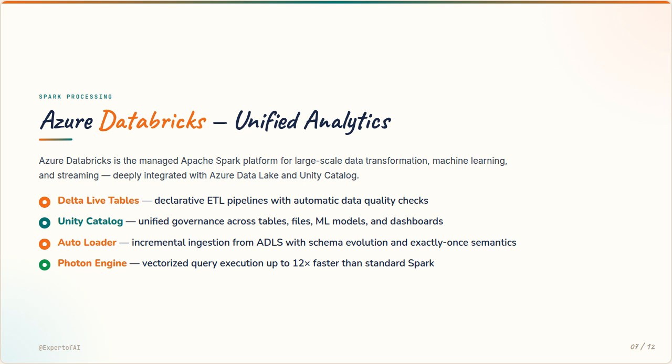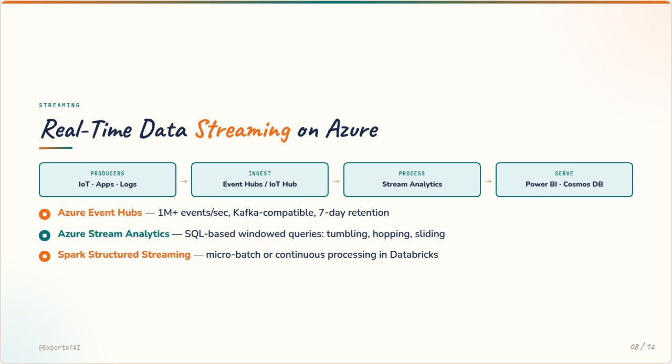And the Photon engine is a vectorized query execution engine that runs up to 12 times faster than standard Spark for SQL workloads. Real-time streaming on Azure follows a clear pattern. Producers, IoT devices, applications, and log systems publish events to Azure Event Hubs, which handles over 1 million events per second and is fully Kafka compatible with a 7-day retention window.